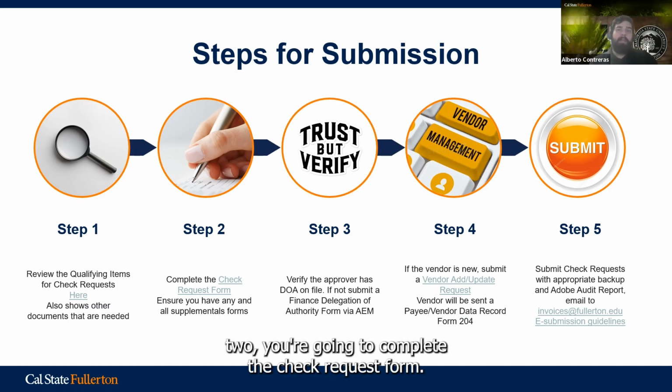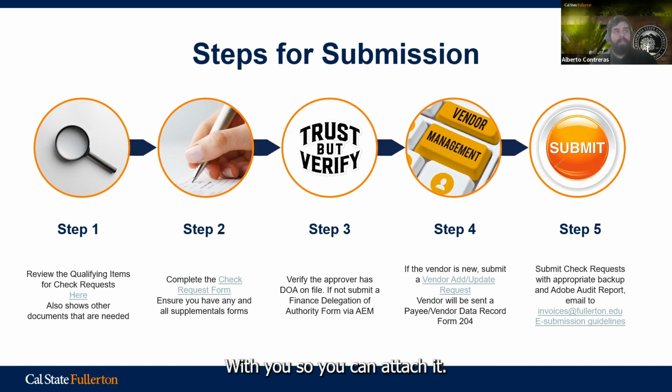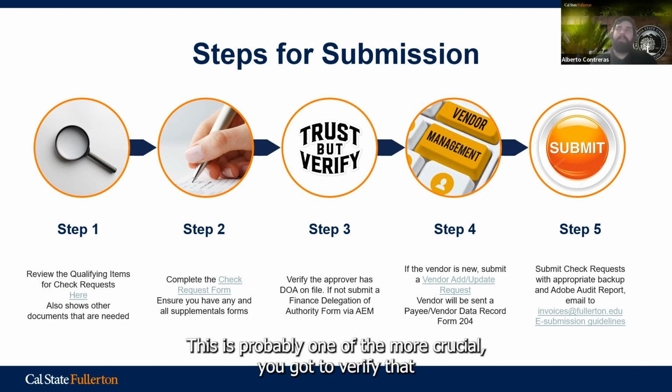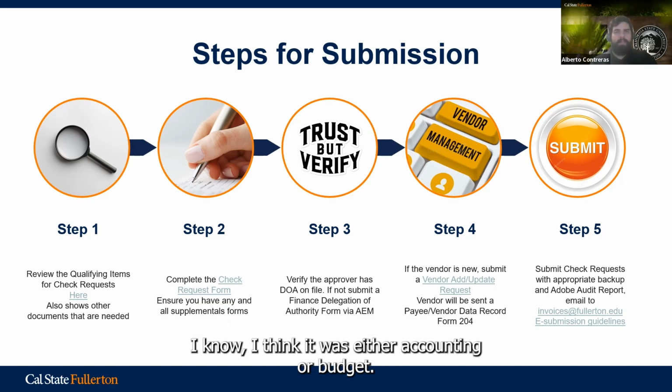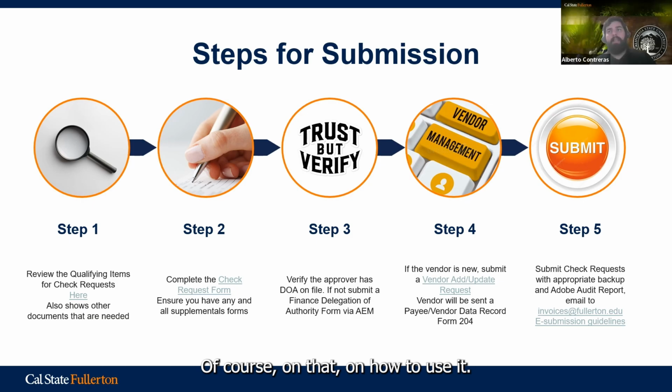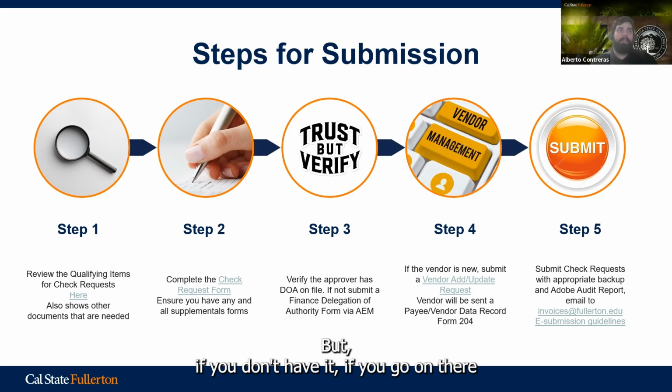Step two, you're going to complete the check request form. And that's where you want to have all of that documentation that I was mentioning with you so you can attach it. Step three, this is probably one of the more crucial. You've got to verify that the approver, your signer, has a valid DOA on file. You can check via OBIEE. I think it was either accounting or budget had a course on how to use it. So there's a tab on there you can check.